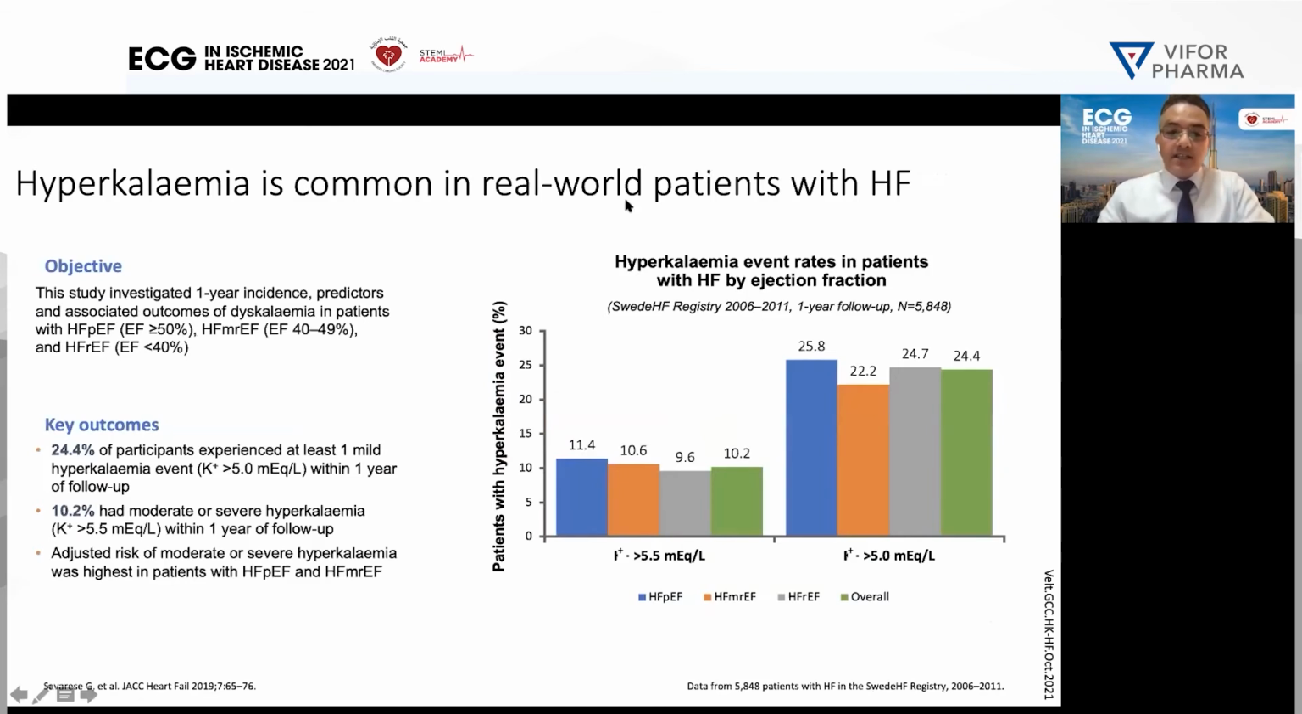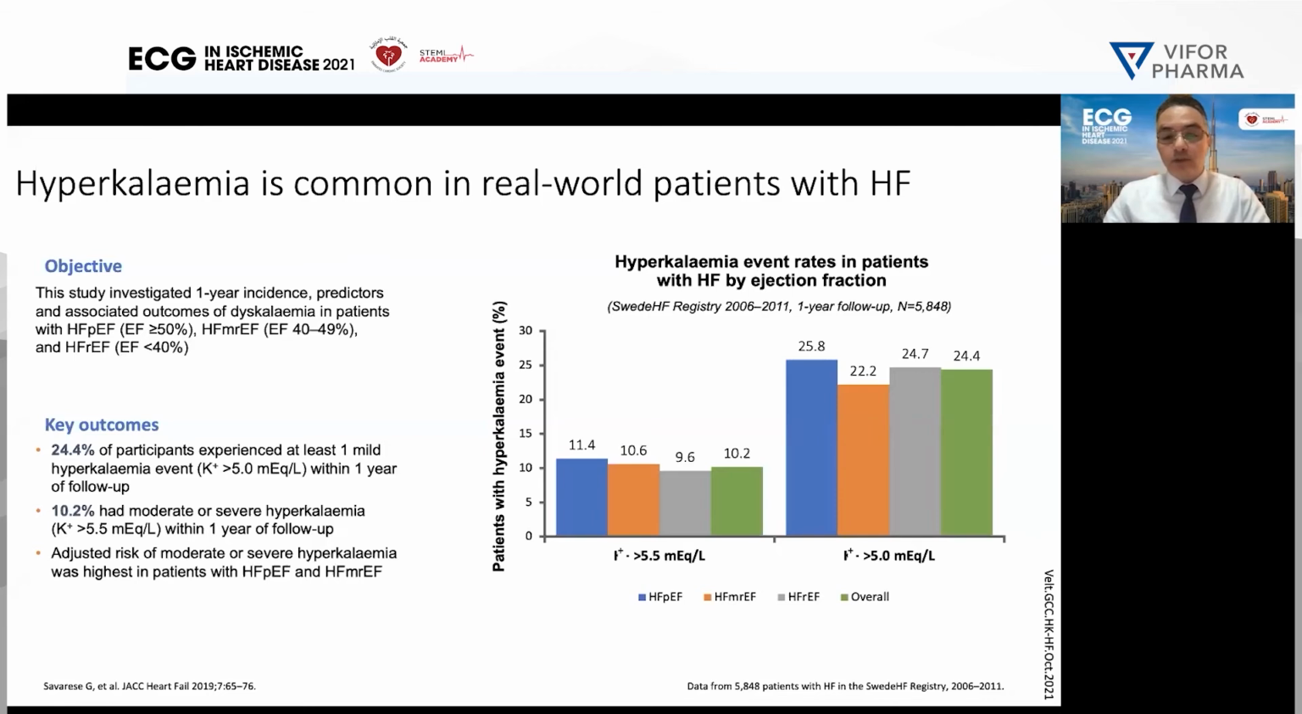Okay, again, another study from real world patients with heart failure. Here they want to investigate the 1 year incidence of dyskalemia, I mean hyper or hypokalemia, in those patients with all ranges of heart failure. I mean here the heart failure with reduced ejection fraction, mid-range ejection fraction, and preserved ejection fraction. What they found out is that 24.4% of participants experienced at least one mild hyperkalemia event within a year of follow-up. And another 10.2% had moderate to severe hyperkalemia within a year of follow-up.